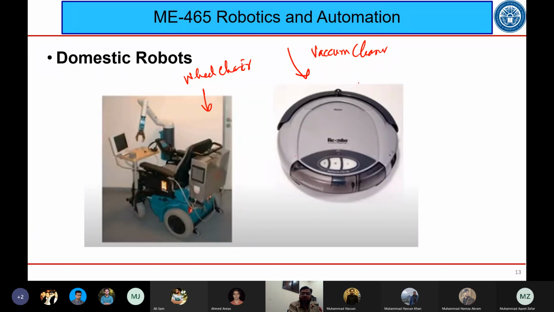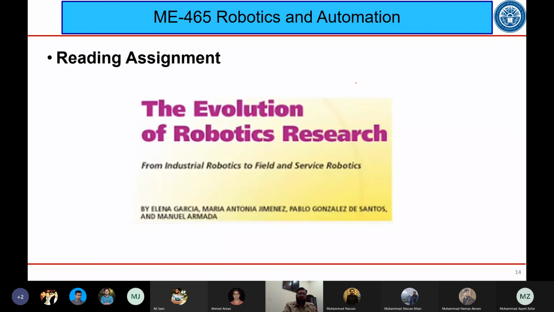You can Google them on the internet also, you can find a lot of information about these kinds of domestic robots. I am showing you just a few examples here; there can be many more that you can find on the internet. What I need to do is ask you to go through this research. Kindly download it. This is the same Garcia paper I showed you initially, from where I picked the picture for you. So please go through this research.